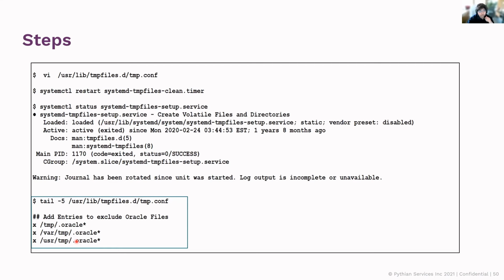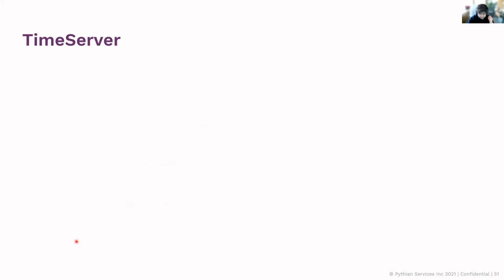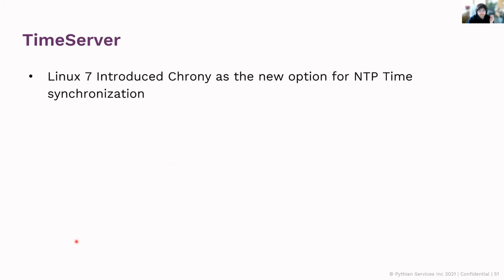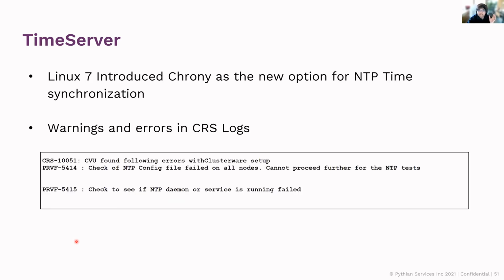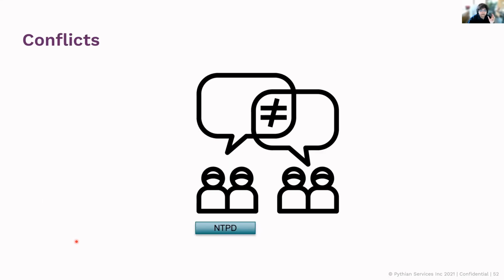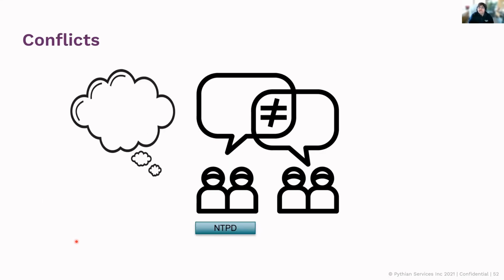Okay, the next thing is the time server. Oracle Linux 7 introduced chrony as a new option for NTP time synchronization. After migrating, there have been a few instances where we've noticed a lot of CRS warnings: warnings in health checks, in CRS logs, in TFA, and in orachk. All these warnings had a particular root cause. The root cause was that there were conflicts in your NTP.